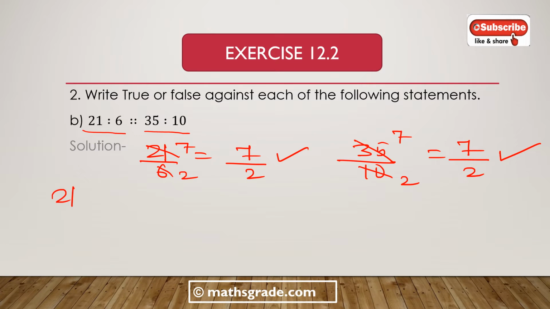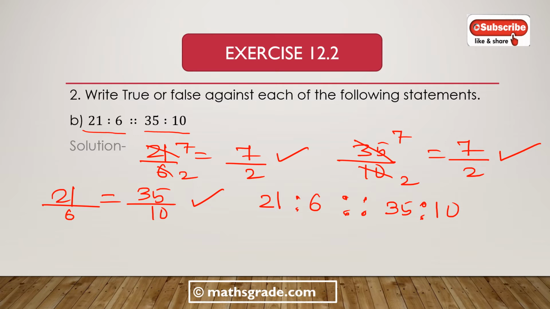So 21 divided by 6 is equal to 35 divided by 10. 21 is to 6 is equal to 35 is to 10. This is true.